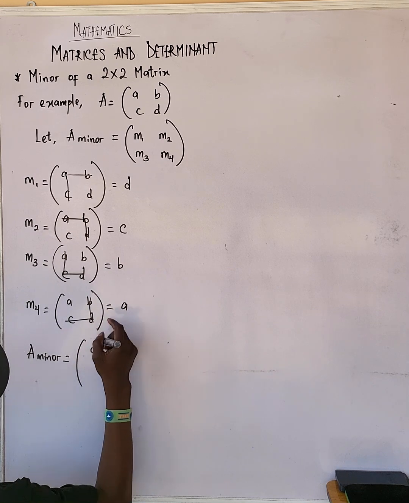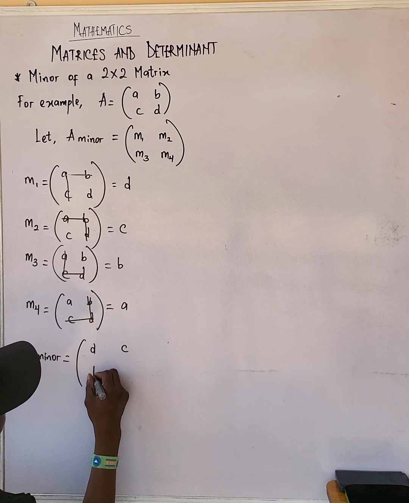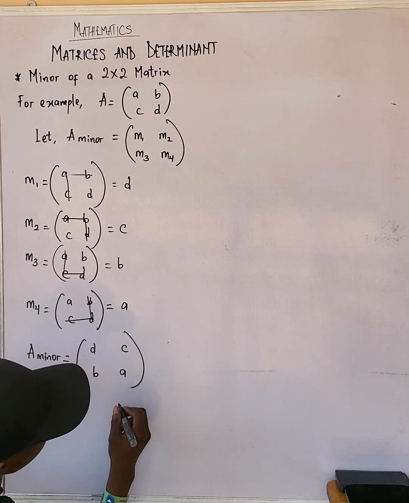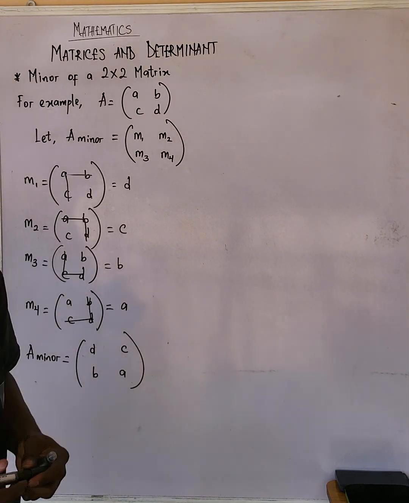What's the answer we got for M2? C. What's the answer we got for M3? B. The answer we got for M4? A. So this is how you get the minor of that matrix. So you see, this is how you get the minor of a 2 by 2 matrix.